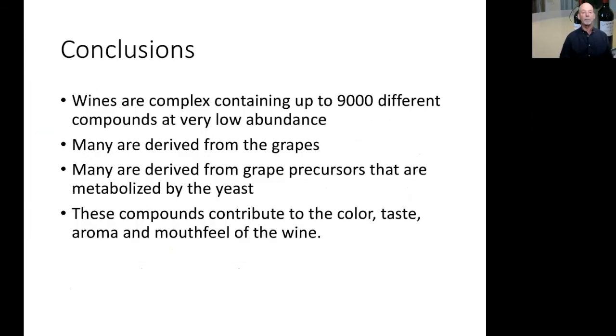So in conclusion, wines are very complex, containing up to 9,000 different compounds in the wine at very low concentrations. Many of these compounds are derived from the grapes, but many of them are derived from the grape precursors after being metabolized by the yeast. So these compounds contribute to the color, the taste, the aroma, and the mouthfeel of your wine.